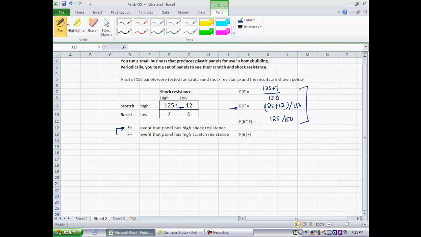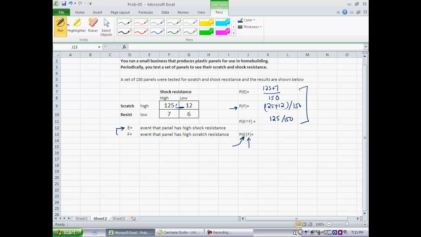Now, what if I tell you that this panel that I picked has high scratch resistance? In other words, the event F is given to you. It has happened for certain. This panel that I picked has high scratch resistance for sure. Given that information, what is the probability that the panel also has a high shock resistance? What is the probability of E given F?